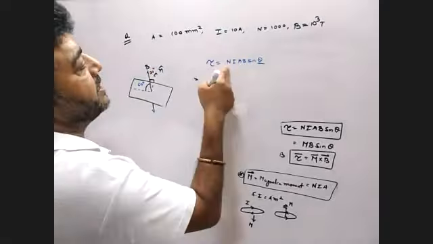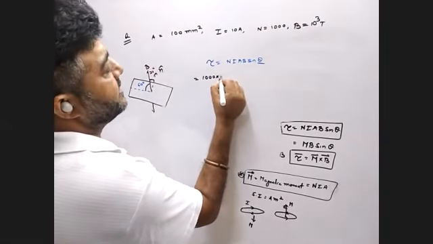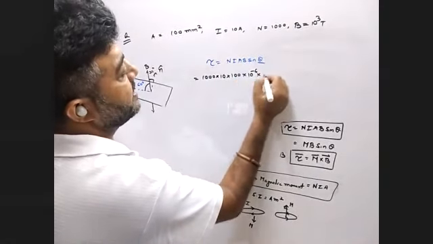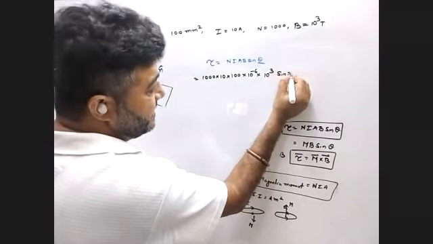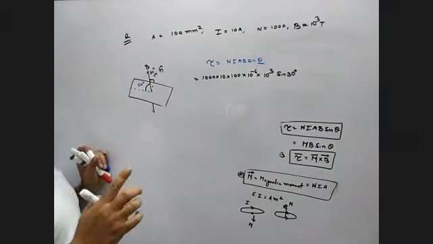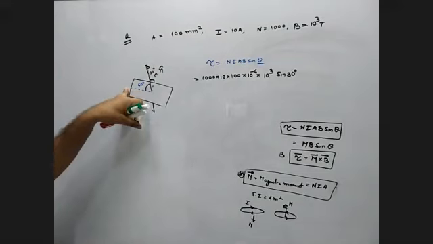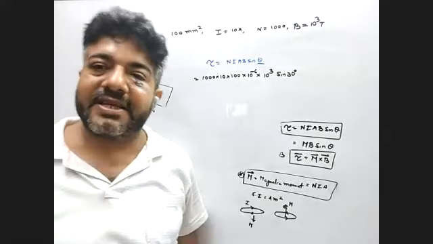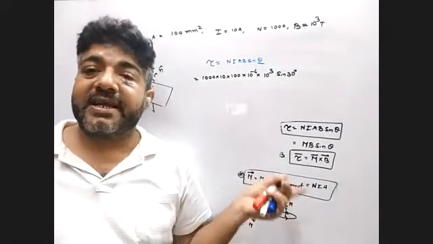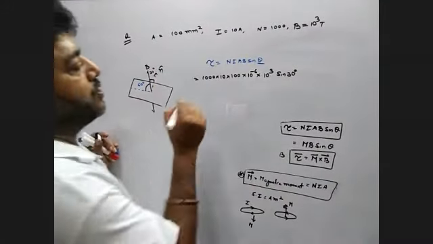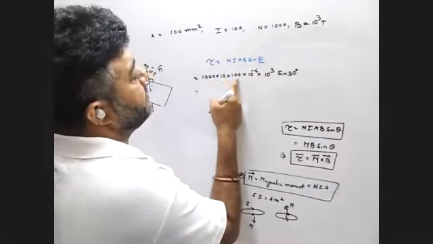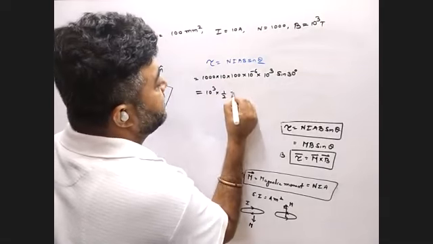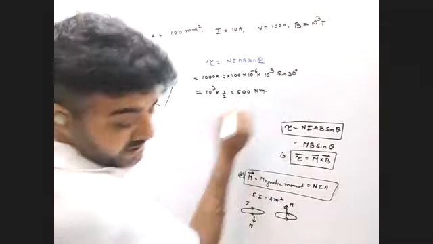Now everything is okay. Number of turns 1000, current 10 ampere, area 100 into 10 to the power minus 6, magnetic field 10 to the power 3, sine 30 degrees. Don't take 60 degrees because here the angle theta with the plane is 60 degrees, so with the normal it is 90 minus 60. If the angle is with the normal, you take it directly. If the angle is with the plane, convert it into the angle with the normal. So you have 10 to the power 3 into sine 30, which is half, that is 500 Newton meter. Clear, everyone?